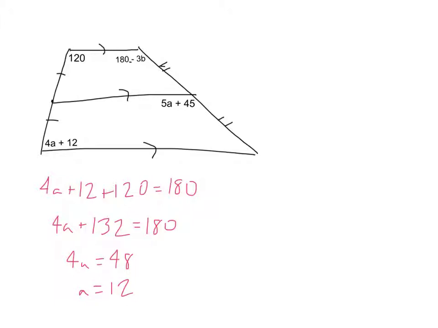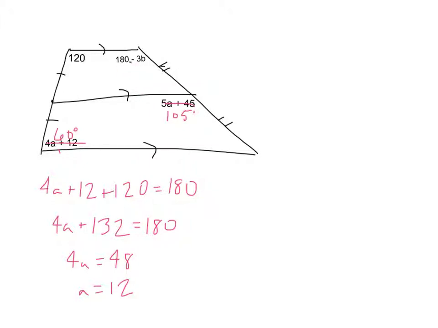So now that we know that, we can plug it back in. 4 times 12 is 48. Plus 12 times 2 is 60. So this angle here is 60. Now what that's going to help us figure out, we can also plug it back into 5a plus 45. 5 times 12 is 60 plus 45. That is 105 degrees. Now that we know that, we can match it up with this one.